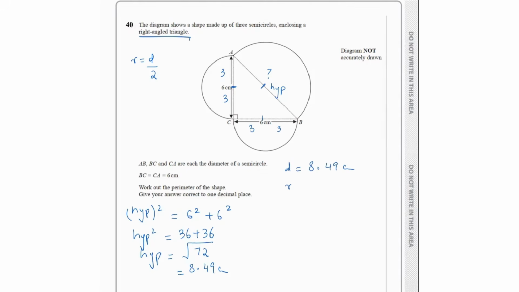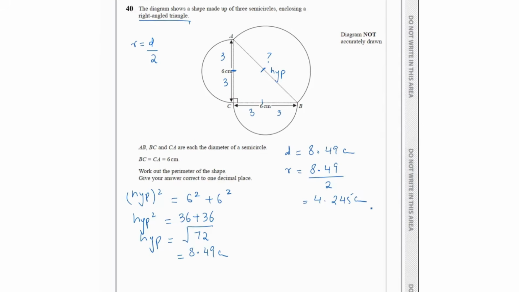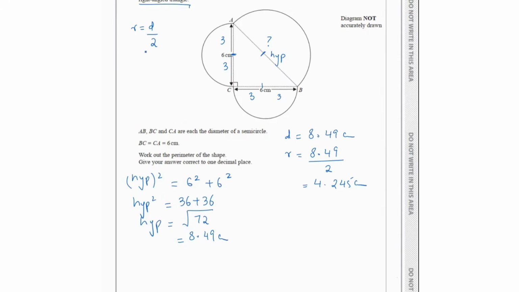So radius is going to be half of it, 4.245. Now to find the circumference of the 3 semicircles. Circumference of a circle is 2 pi r. So for a semicircle, it's going to be half of this, so that's pi r. So, semicircle circumference.